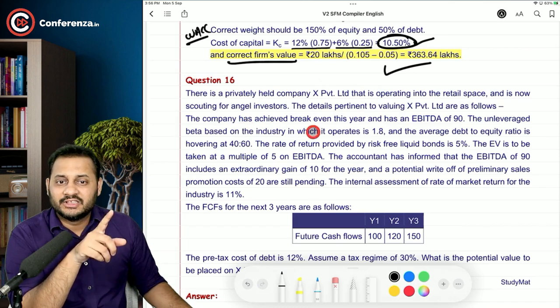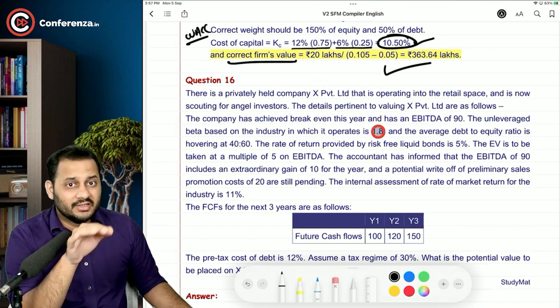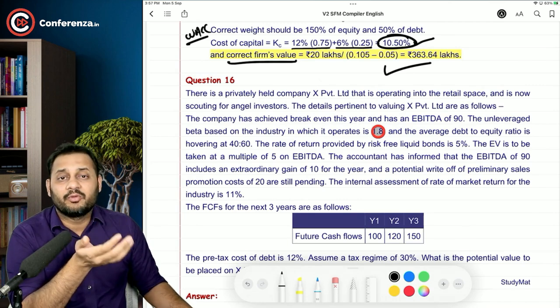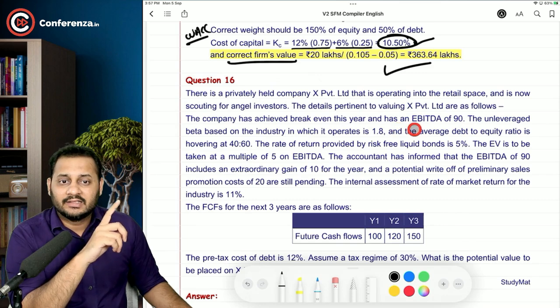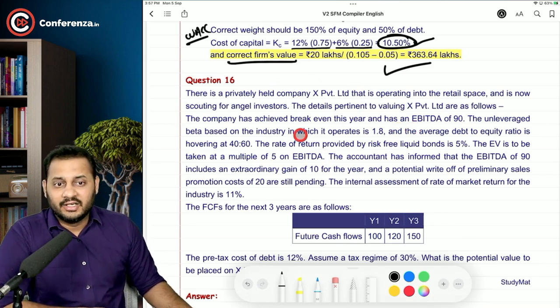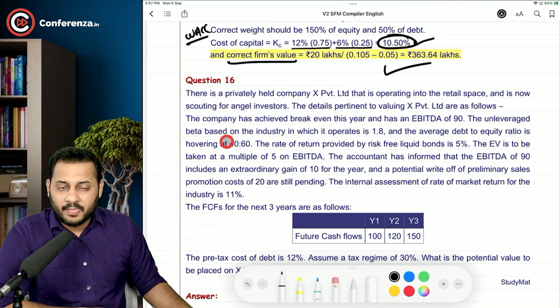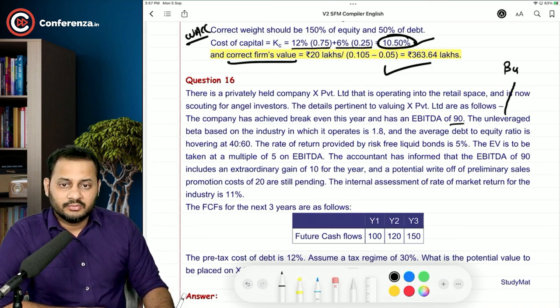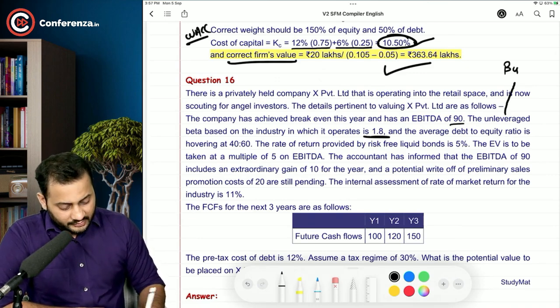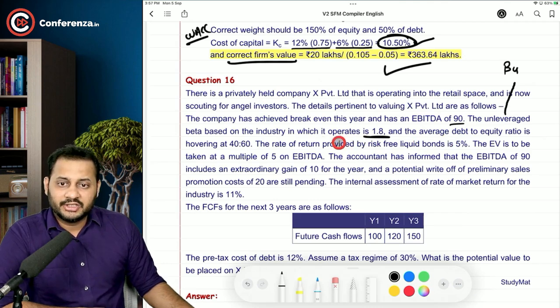The company has achieved a break even this year. Break even this year means they have now turned profitable. Till this point, they were into losses only, and has an EBITDA of 90. The unleveraged beta based on the industry in which it operates is 1.8. This is beta unlevered. This is EBITDA of 90. Unlevered beta is 1.8, and the average debt to equity ratio is hovering at 40 to 60.